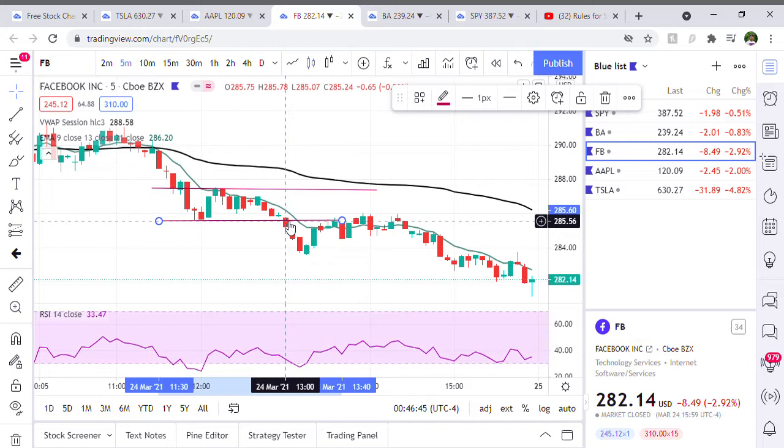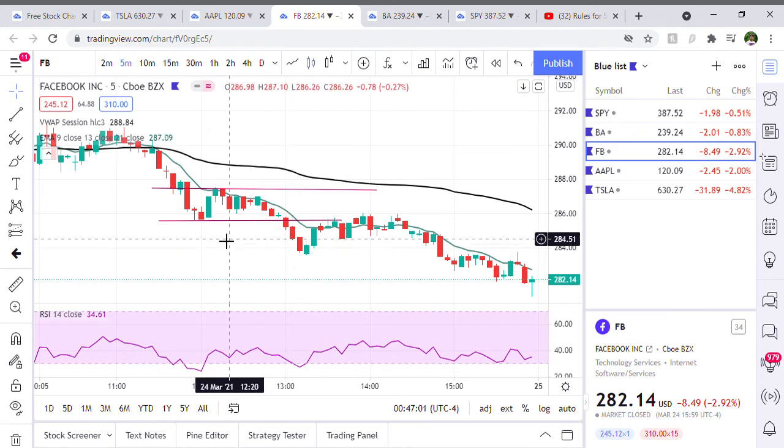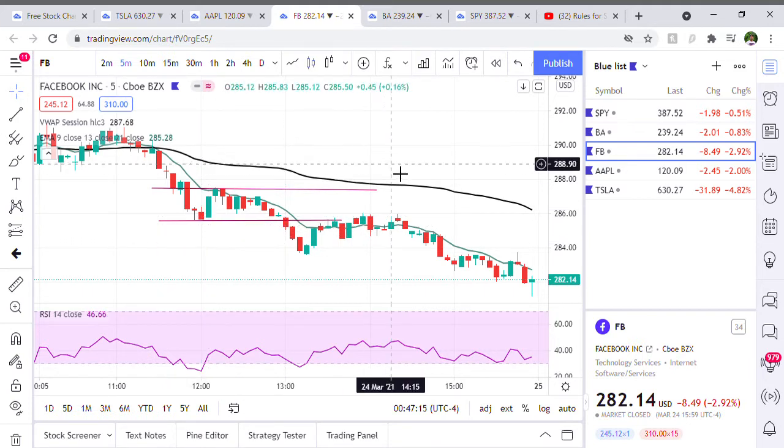it crossed. Okay, what was the entry that we decided? Sorry, here you can read the low of this candle. The low of this candle was 285.69. So we have decided 285.45 will be our entry, because as I explained, I will allow the stock to go up and then let it go down.